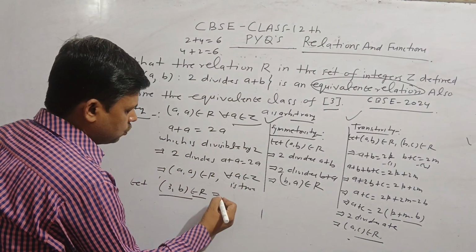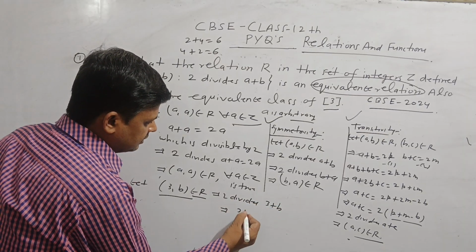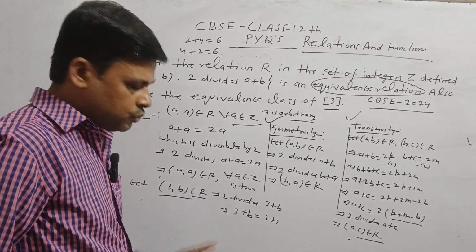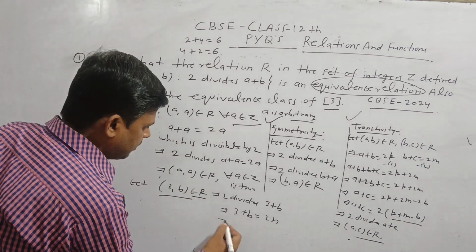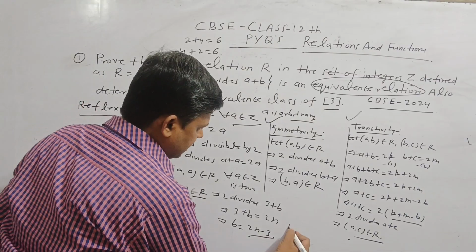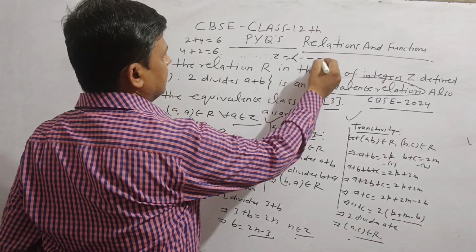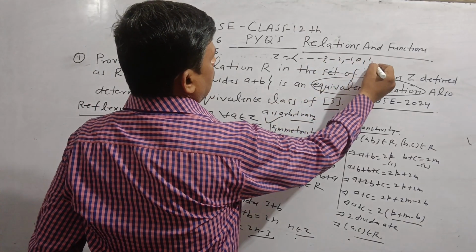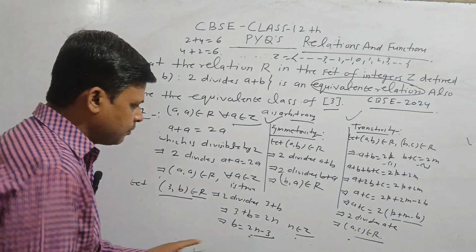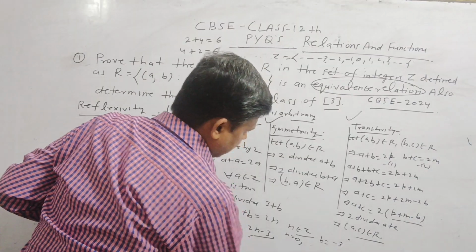2 divides 3 plus b, or you can write that 3 plus b is expressible as 2n, as a multiple of 2. So what about b? We have to check what b is. b is 2n minus 3, where n is an integer, and you know what the set of integers is. It contains negative numbers, 0, 1, 2, 3. In this way, if you put n is equal to 0, then you get b is equal to minus 3.